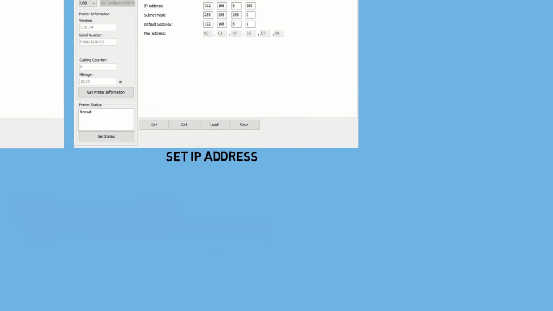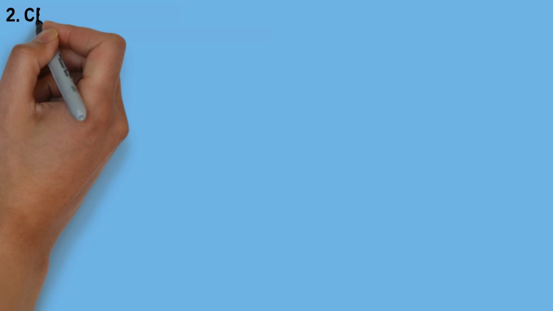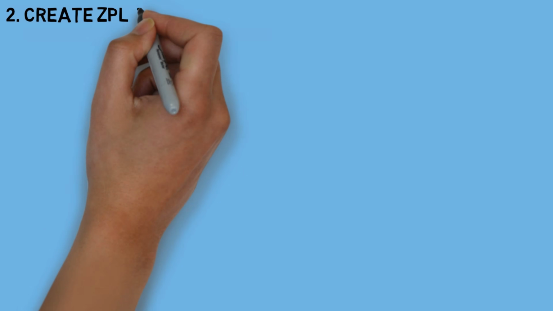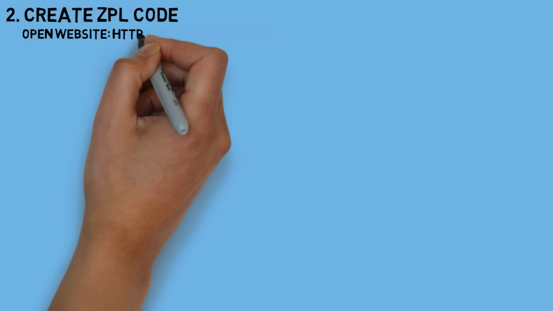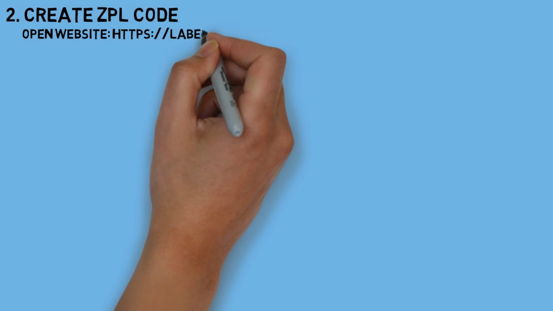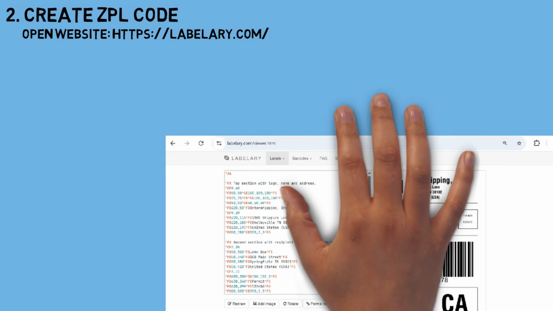The next step is creating the ZPL code. To create and preview your label design, you can use the website Labelary.com. This tool is really helpful because it lets you simulate how your label will look without actually printing it. So you can test your ZPL code, make adjustments, and make sure everything looks right before sending it to the printer. This is the website.